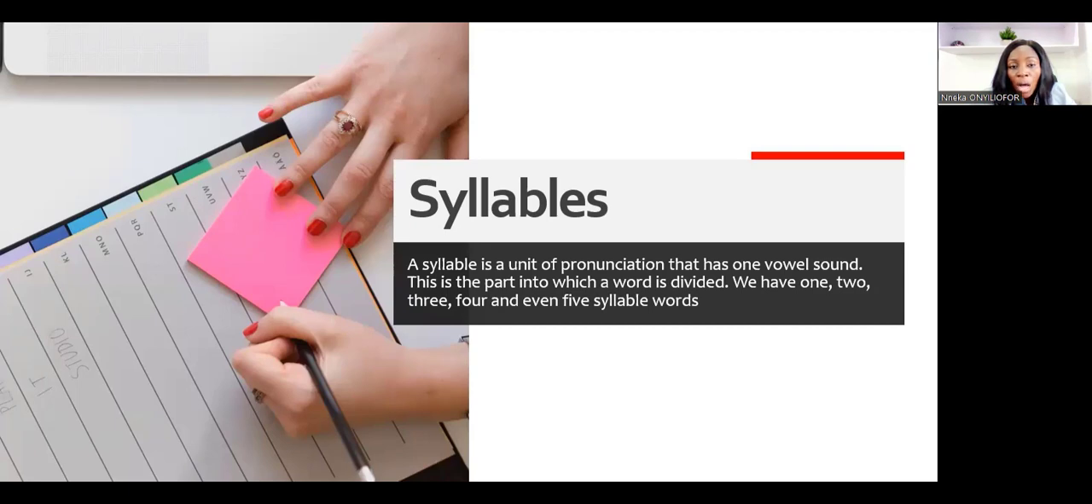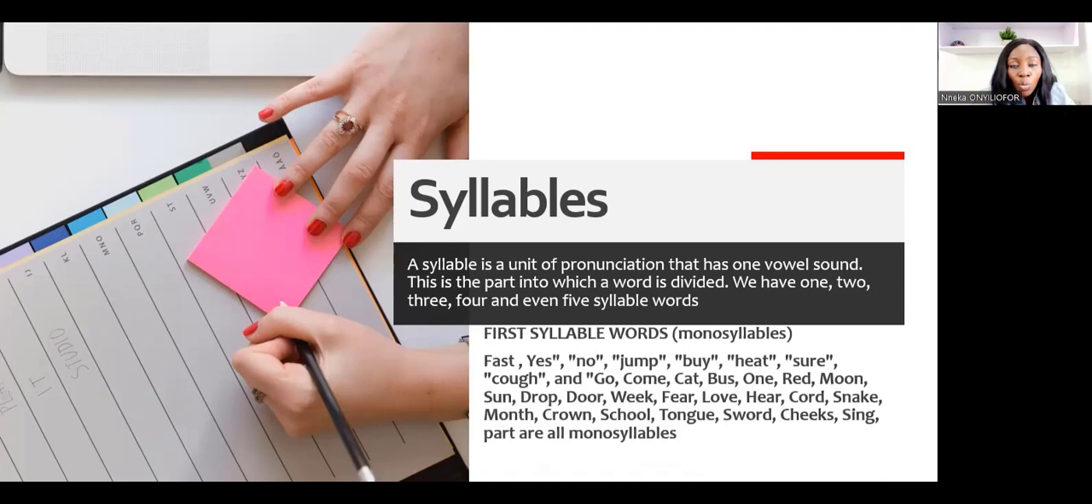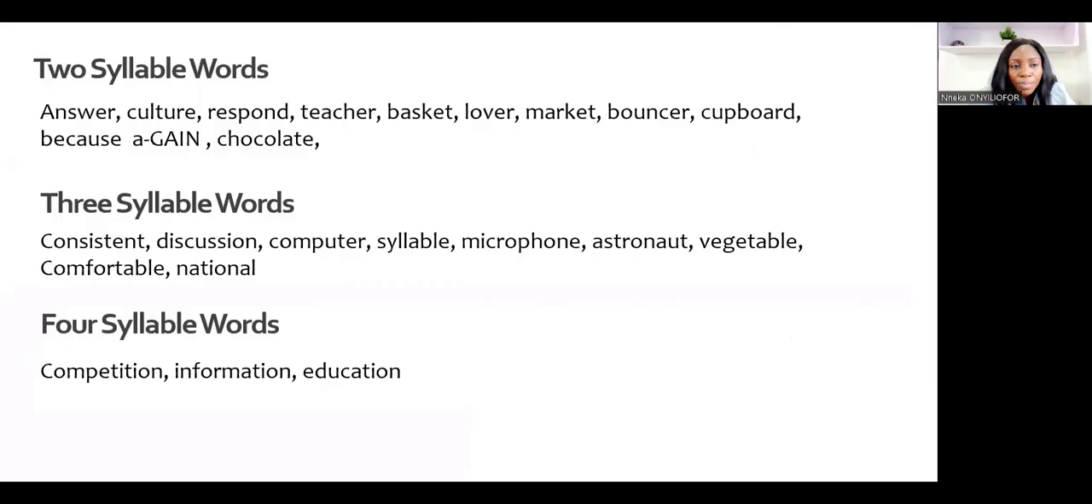You need to know how to part words in order to put in the stress where it needs to be. A syllable is a unit of pronunciation that has one vowel sound, and a word may be divided into 1, 2, 3, or 4 parts. First, one-syllable words, or we'll call them monosyllables, are fast, yes, no, jump, by. These examples are already showing you that the word has one vowel sound.